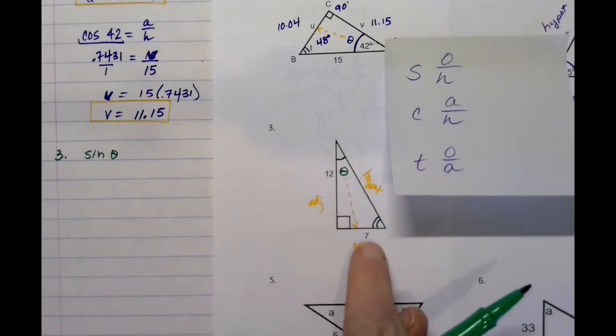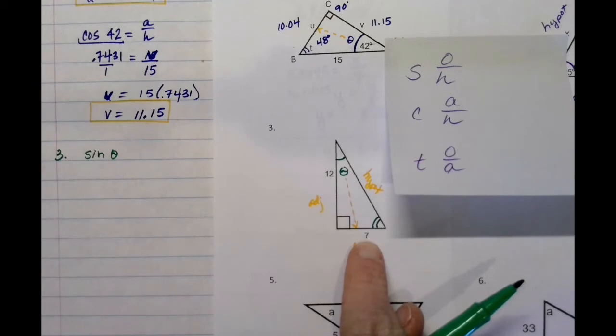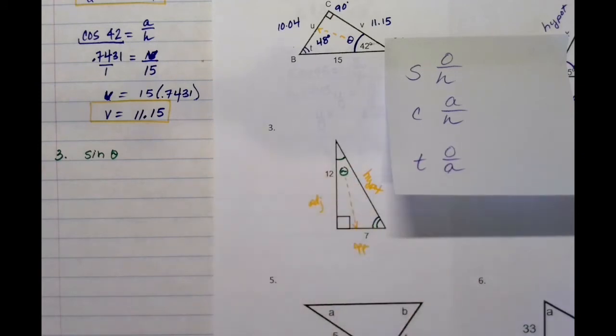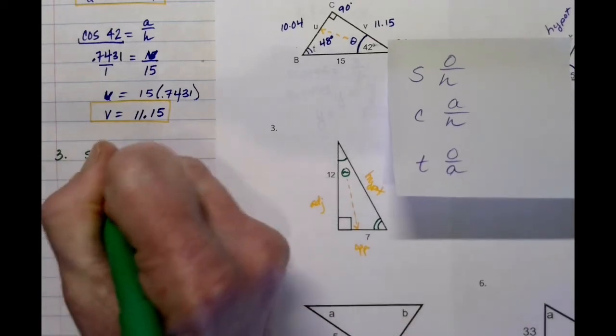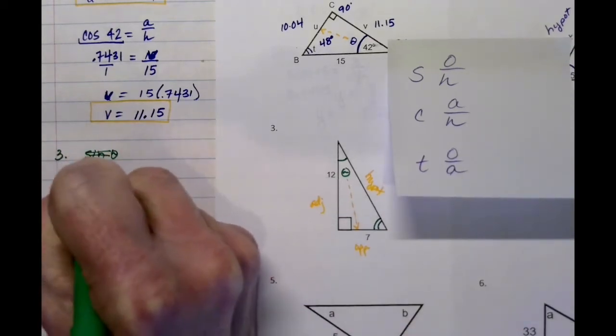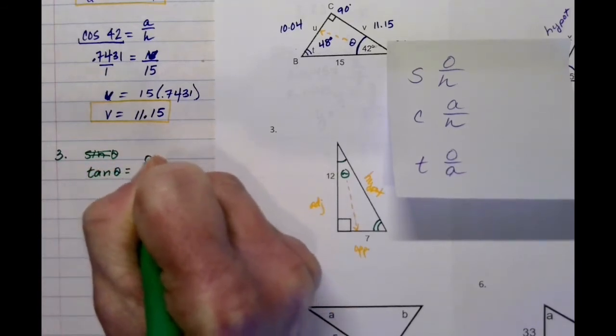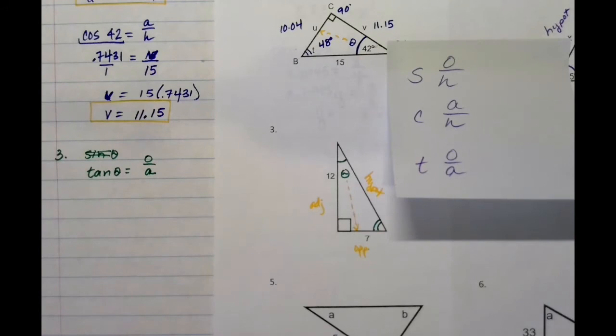So I either need to use Pythagoras to solve it, a squared plus b squared equals c squared, or I need to start off with my tangent. So let's go ahead and start off with our tangent. Our tangent of this angle is equal to my opposite divided by my adjacent. I have those two measures.